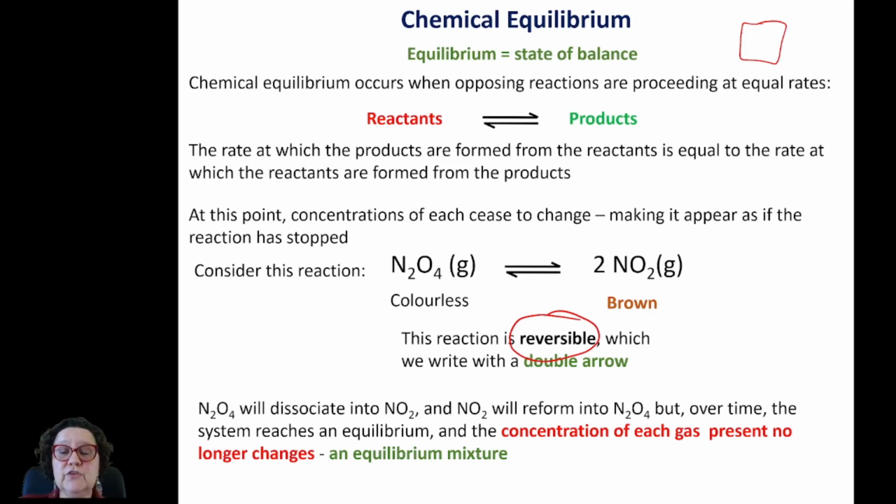And the way we show that in a chemical reaction is by using a double arrow. We tend to have a double arrow, or sometimes people will use an arrow with two heads.